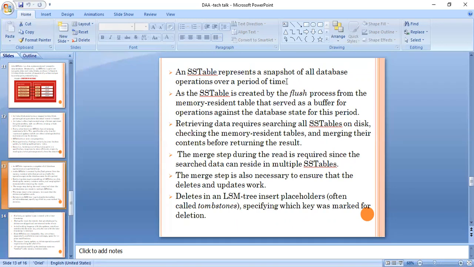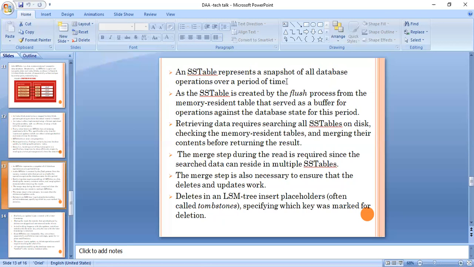As the SS table is created by a flush process from the memory-resident table that served as a buffer for operations against the database state for this period, retrieving data requires searching all SS tables on disk, checking the memory-resident tables, and merging their contents before returning the result. The merge step during the read is required since the searched data can reside in multiple SS tables. The merge step is also necessary to ensure that the deletes and updates work.